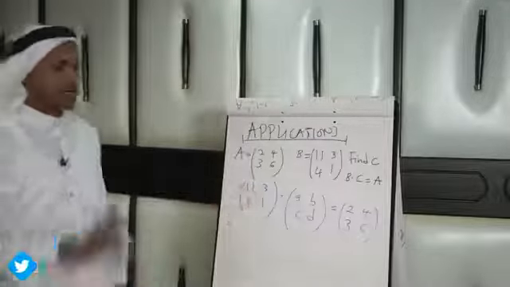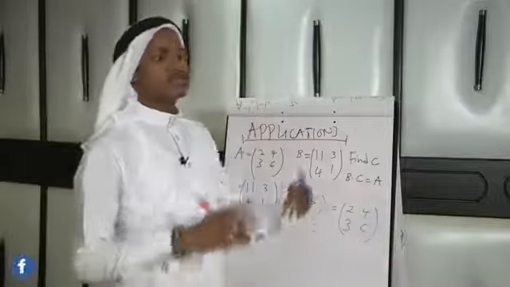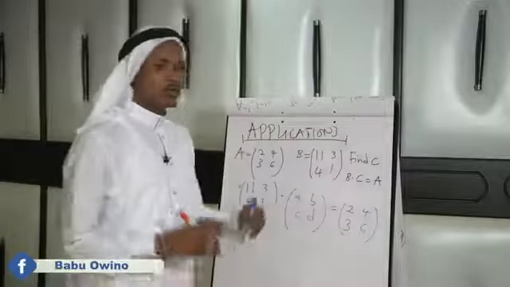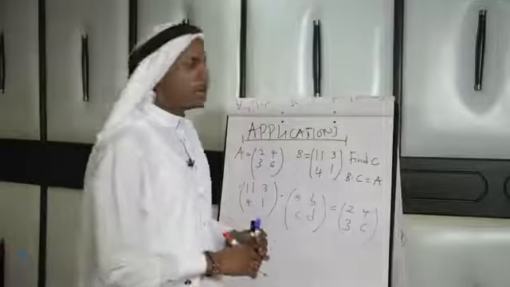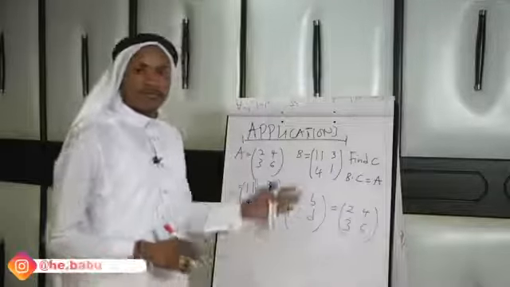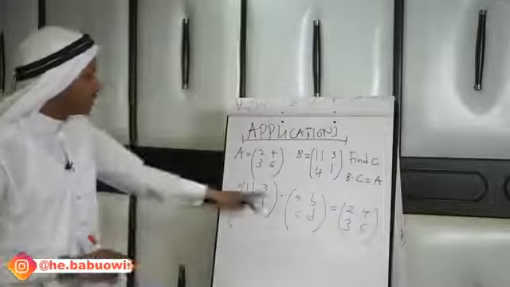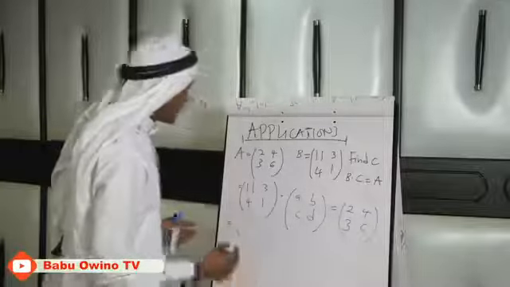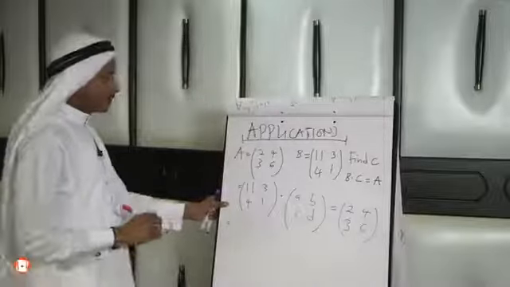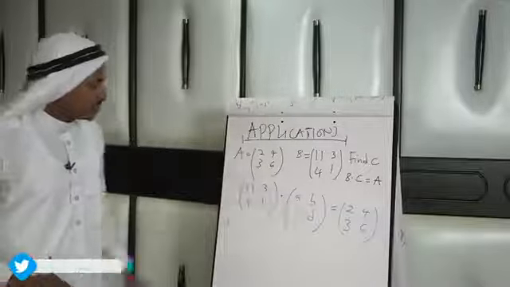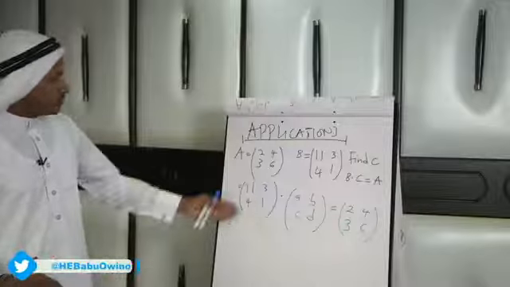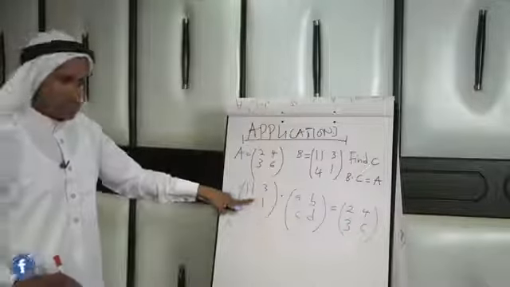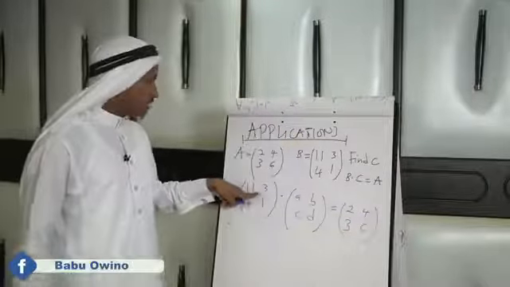Once you are given this, you can solve it in 2 ways. Number 1, you can solve it simultaneously. Number 2, you can solve it using the matrix method. But because we are dealing with matrices, we will use matrices to solve it. Therefore, when you are given such an equation, just get the inverse. Get the inverse of A.